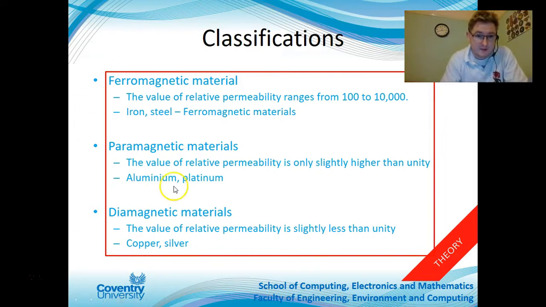Here you've got paramagnetic materials. They're just slightly higher than unity, so they're kind of like electrical semiconductors, for lack of a better phrase. They're things like aluminum and platinum. Then you've got diamagnetic materials, which have a permeability of less than 1, so they're like magnetic insulators. They're things like copper and silver. If you did get asked this on an exam, that would probably be worth about 6 marks: 1 mark for each of the permeability values and 1 mark for each of the examples of the materials.